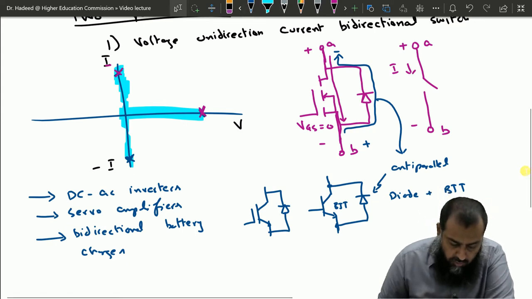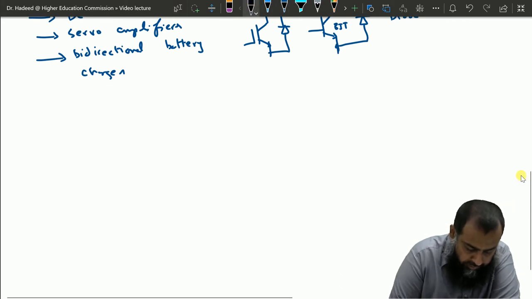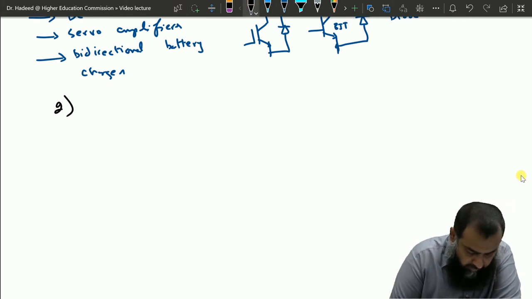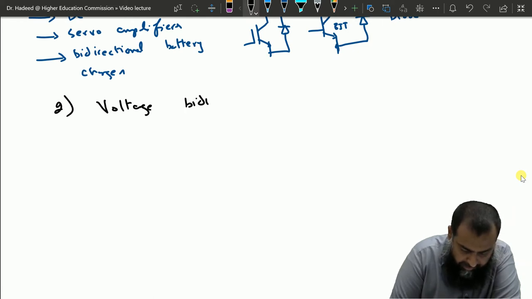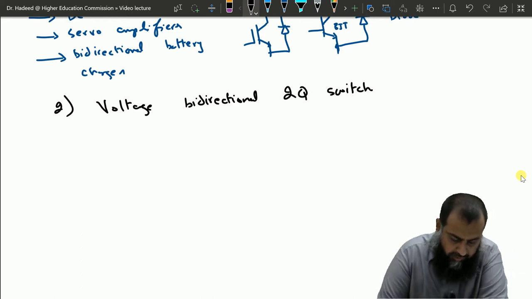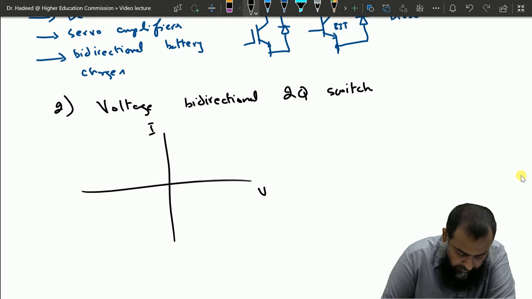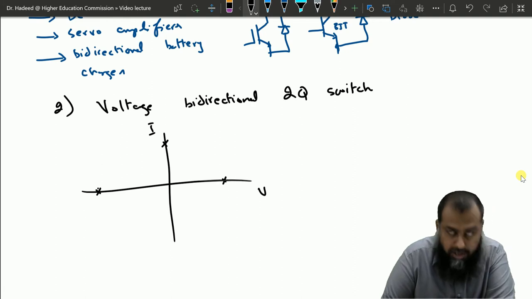The second type of a two-quadrant switch is known as the voltage bidirectional two-quadrant switch, which means that over this IV characteristics, such switches are capable of blocking the forward and the negative voltage, but allow the flow of current in the forward direction.